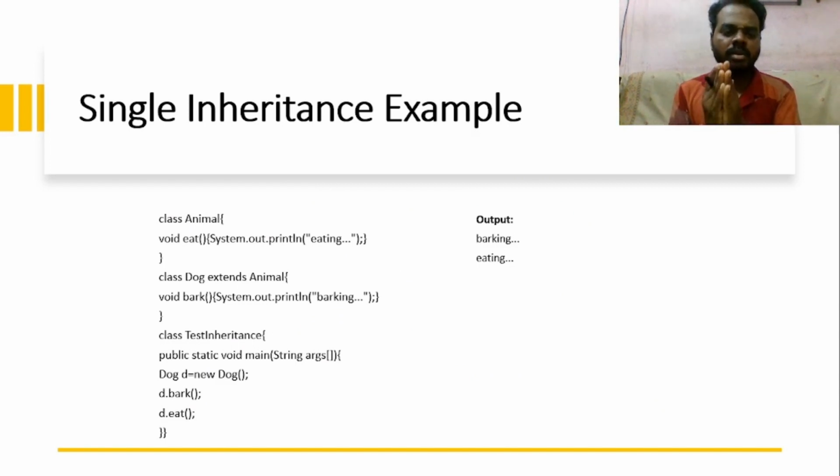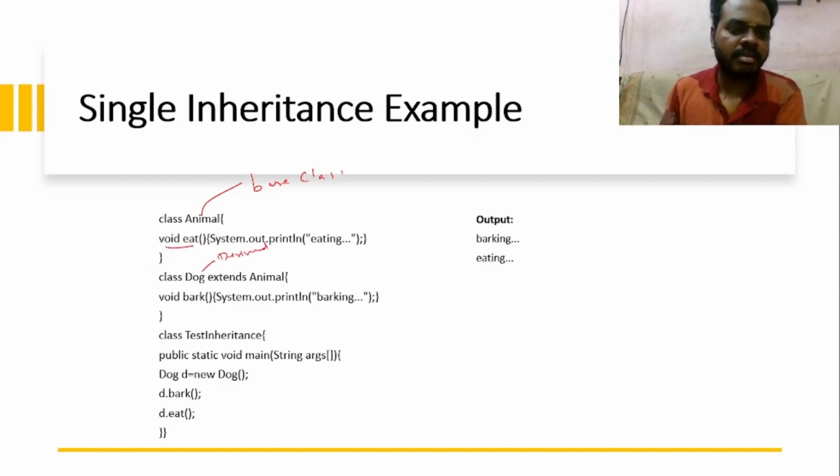Next, we can see what single inheritance is. As the name suggests, a class can be derived from a single base class. We have an animal class and a dog class. Animal is the base class and dog is the derived class. The animal class has only one method and no data. The method name is eat, and the statement for the method is eating.